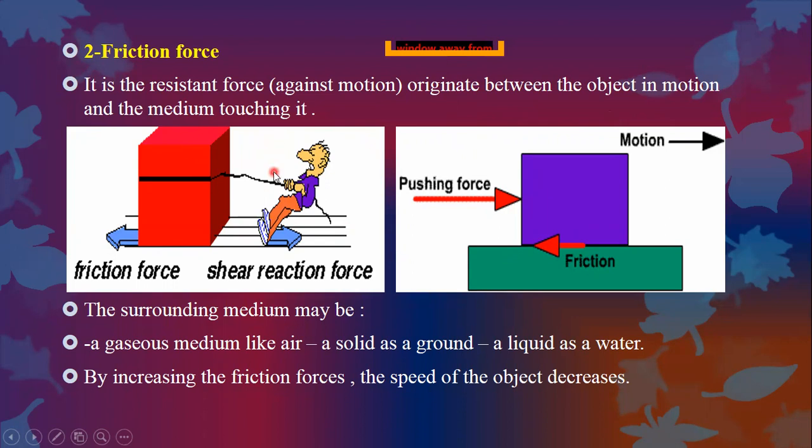What can this medium be? The surrounding medium that creates friction can be gaseous like air. Everything moving in the air has friction between it and the air. Solid, such as the ground: there is also friction between any object moving on a solid and the solid surface. Liquid, such as water: there is something called water resistance, where does it come from? Friction between any object and the water. By increasing the friction force, naturally the speed of the object decreases because it is against motion.